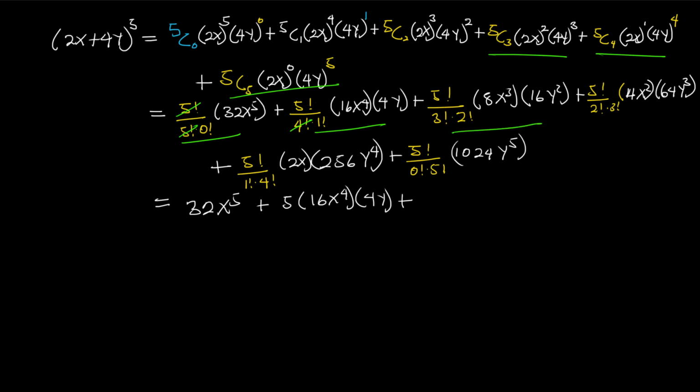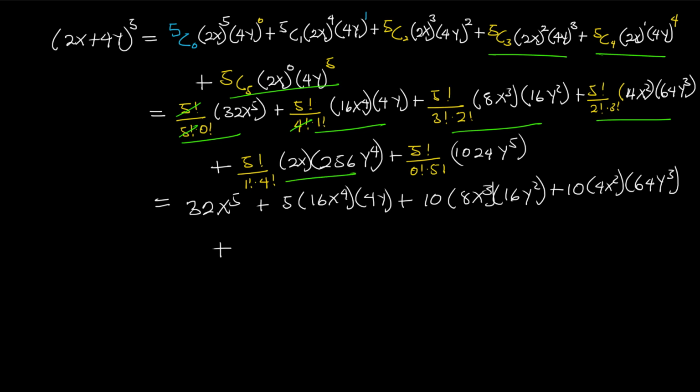We get 10, 5 factorial over 3 factorial times 2 factorial gives us 10 times 8x³ multiplied by 16y², plus the next term to evaluate is this term here, 10 times 4x² times 64y³, plus the next term is this term here, that gives us 5 times 2x times 256y⁴, plus the last term is this term here, and that gives us 1024y⁵.